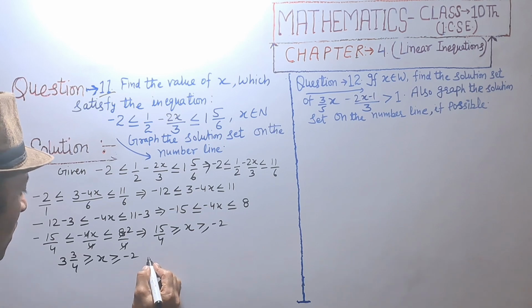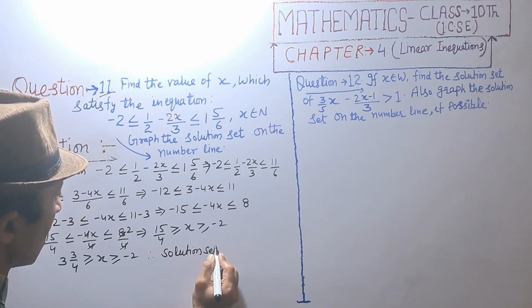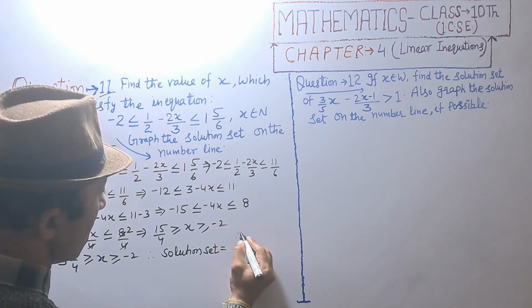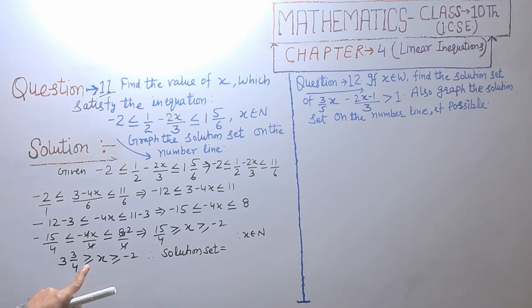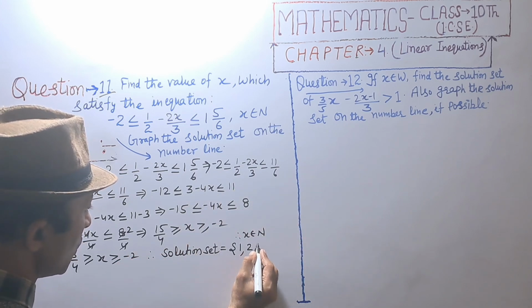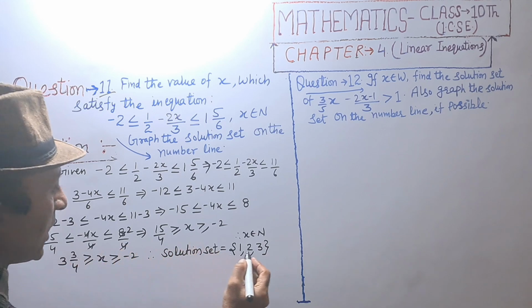Solution set: x is 3 3/4 ≥ x, and x belongs to natural numbers. Natural numbers means positive numbers, that is 1, 2 and 3, since x is less than or equal to 3 point something, that is 3. So the solution set is 1 to 3.